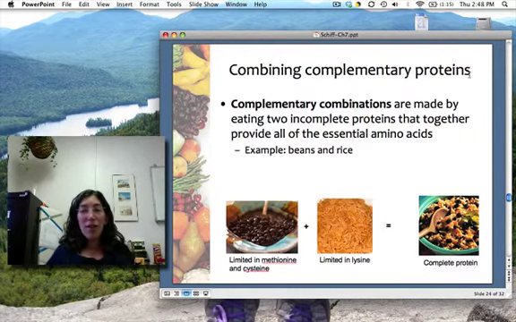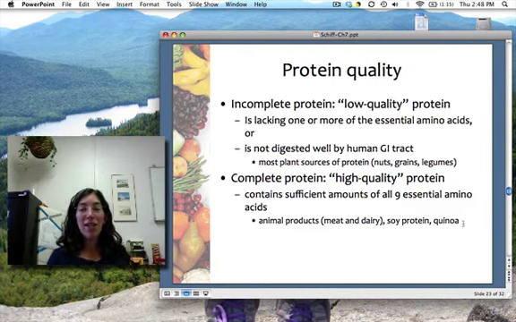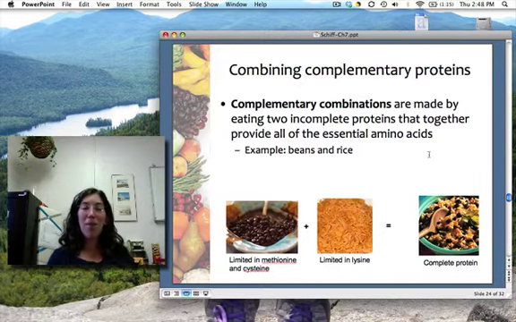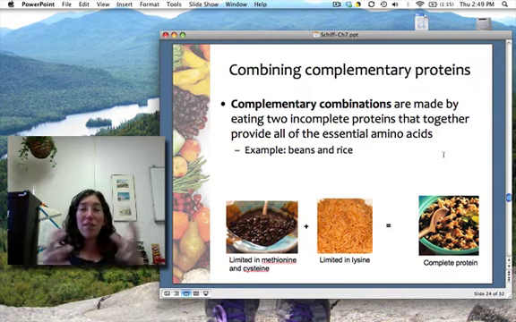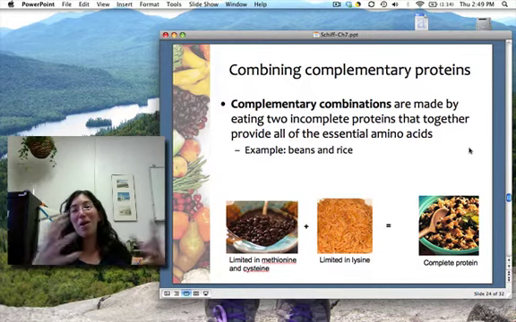So if you're eating nuts, grains, and legumes, foods that lack in essential amino acids, you can turn incomplete proteins into complete proteins by combining them in complementary ways. A complementary combination is made by eating two incomplete proteins together that together provide all of the essential amino acids. An example I like is beans and rice, which is actually a classic dish, and who knows if someone way back when realized that it somehow made a complete protein.